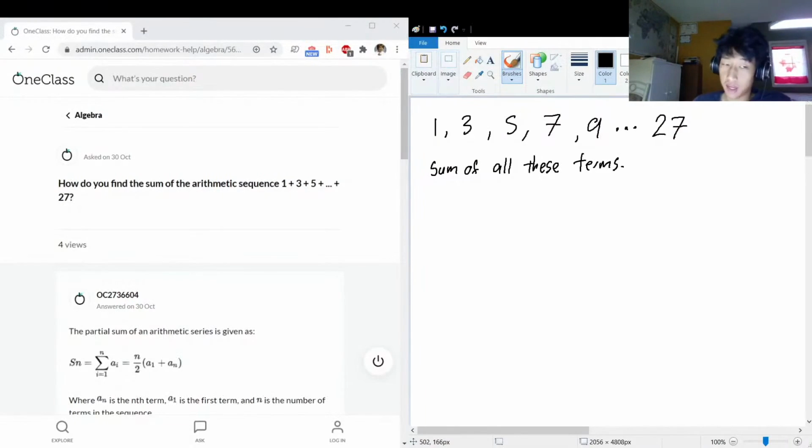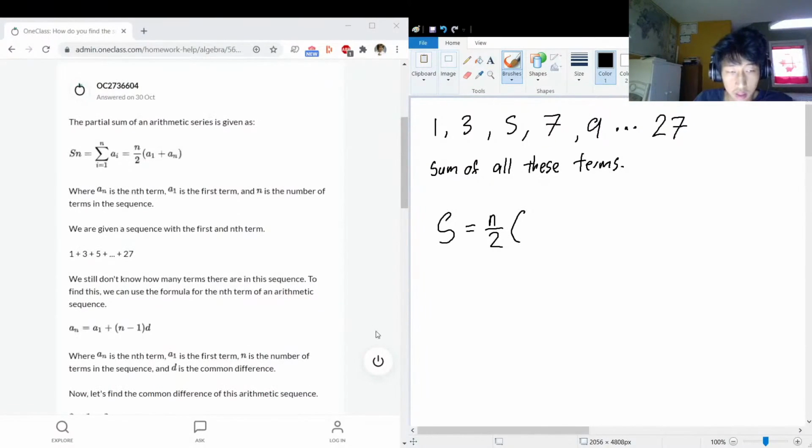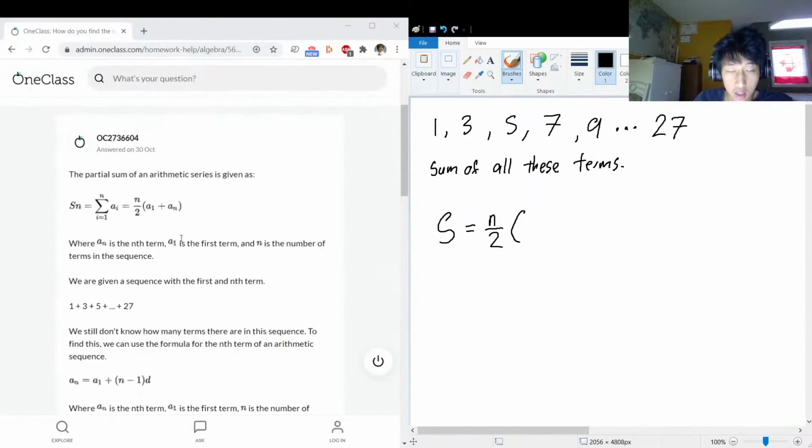Now the partial sum of an arithmetic series is the following equation. So we know that we can say S for sum is equal to n over 2 times, I'm going to use the other equation that they have. Okay, it's n over 2 times the first term, a1 plus an. That's the first term. And that's the last term.